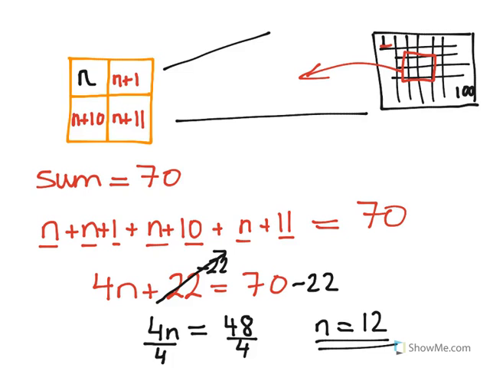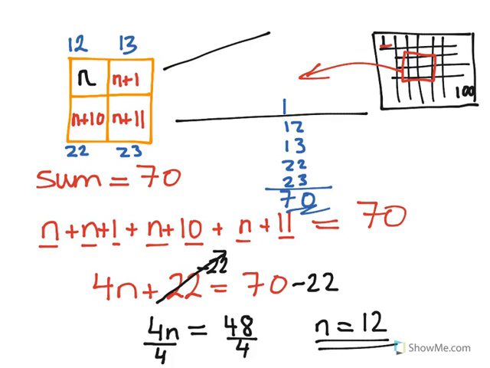If n equals 12, then this one would equal 13. This one would equal 12 plus 10, 22. And this one would equal 22 plus 1, 23. If I've done everything right, 12 plus 13 plus 22 plus 23 should all equal 70. 3 plus 3, 6, 6 plus 4, 10, and then 2, 4, 5, 6, 7, 70. So I've done everything right, I got 70.